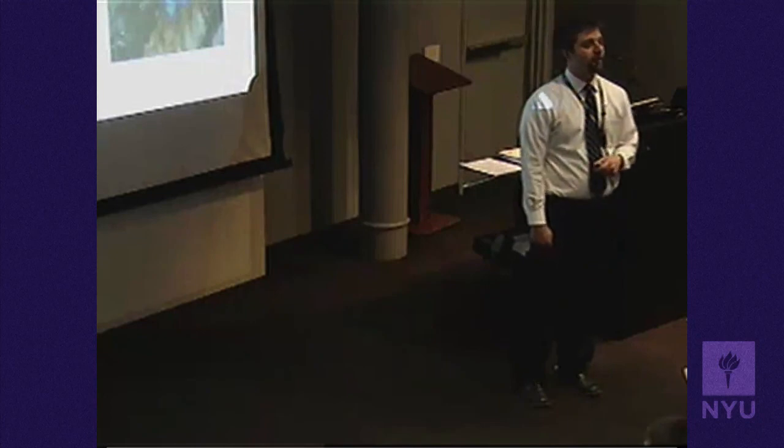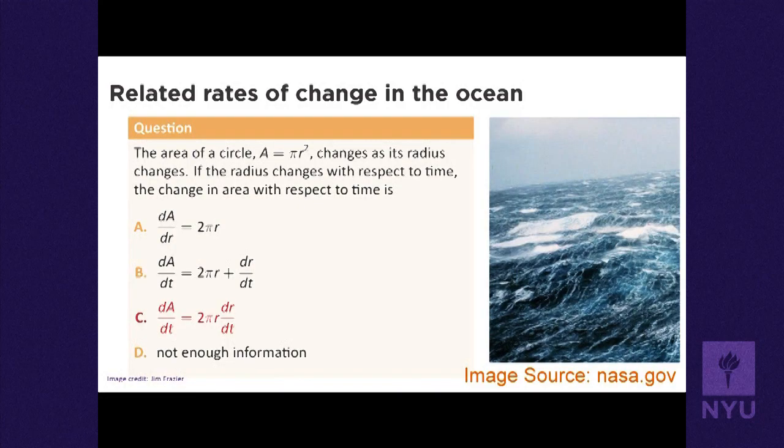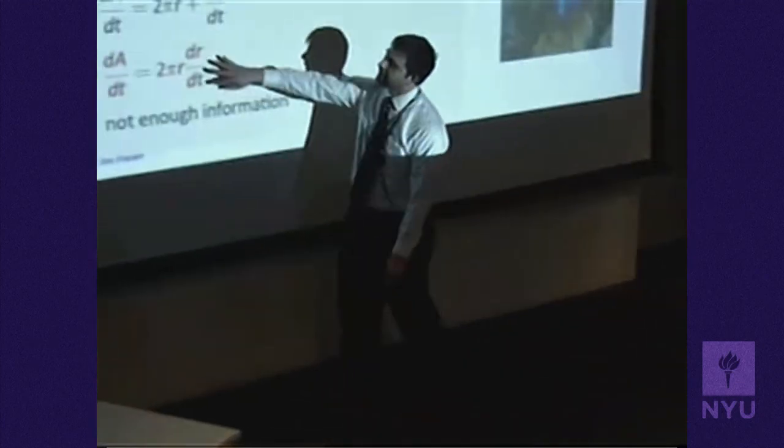Okay, how many say the answer is B, 2 pi r plus dr dt? How many say the answer is C, 2 pi r times dr dt? And how many say we do not have enough information? Okay, so I don't know if everybody voted, but most people voted for C, and C is correct.